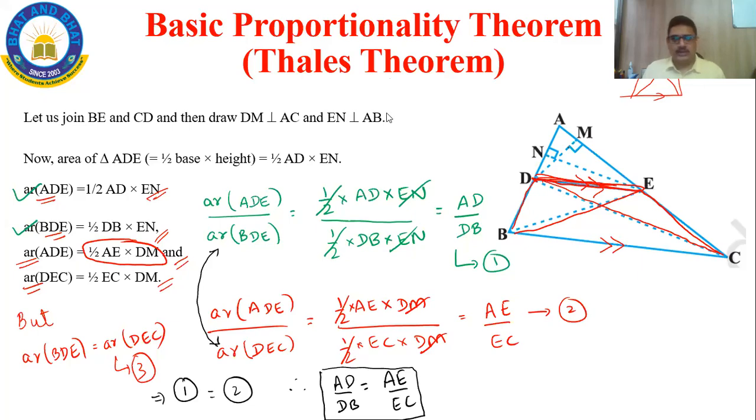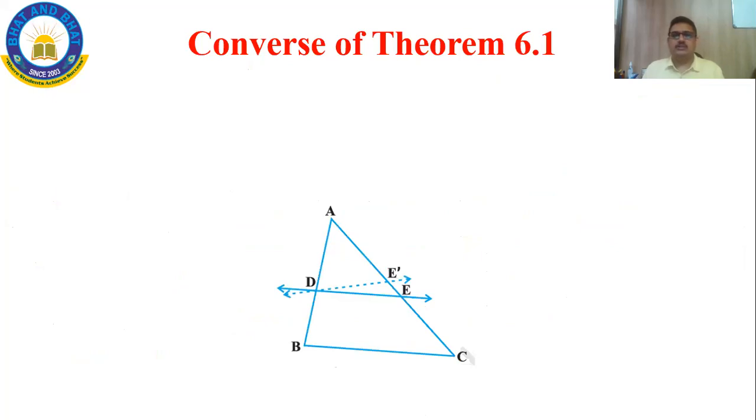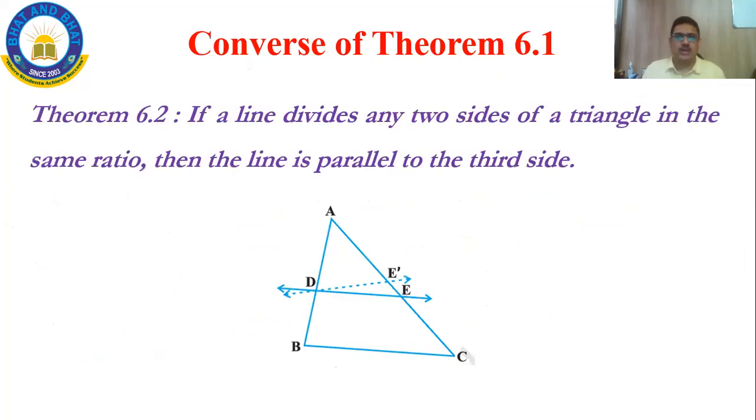Fine. So now let us see the converse part of this, that is the converse of theorem 6.1. Converse means what? Ulta, the reverse. So what does it say? The statement says if a line divides any two sides of a triangle in the same ratio, then the line is parallel to the third side.